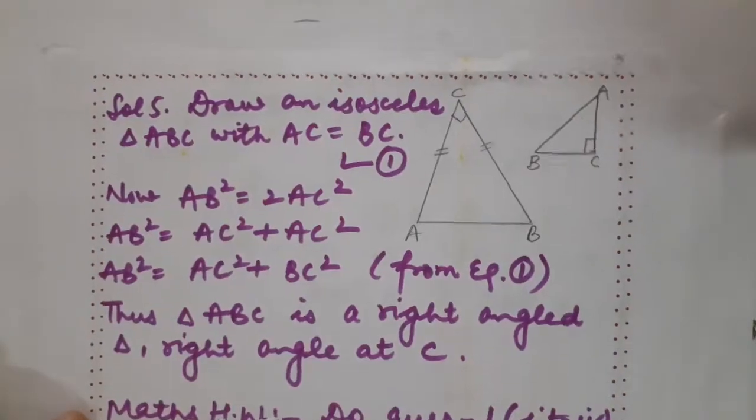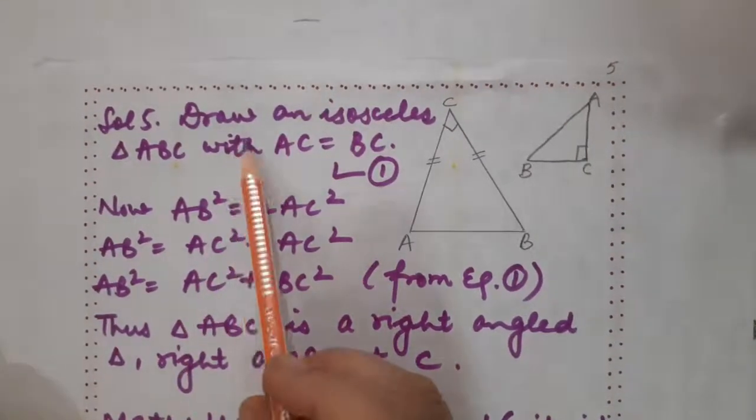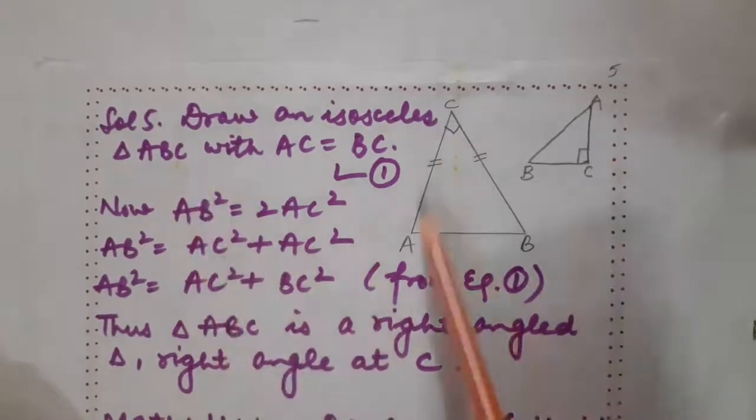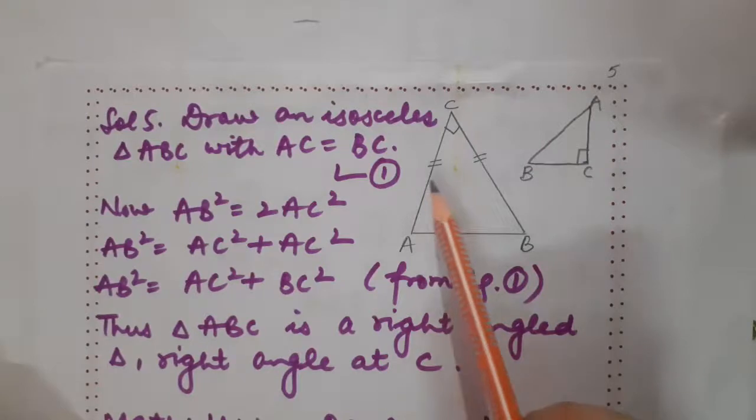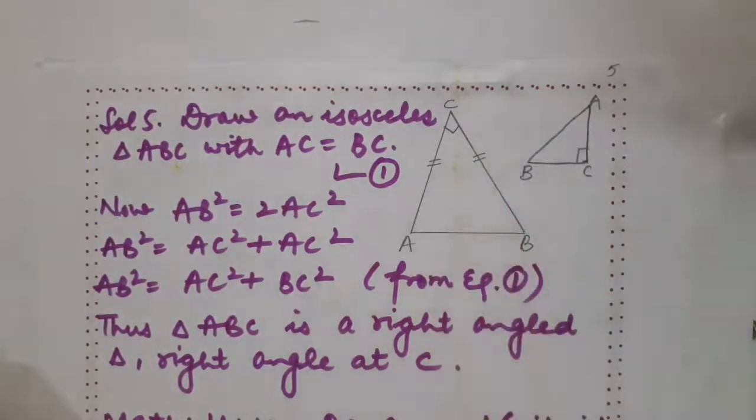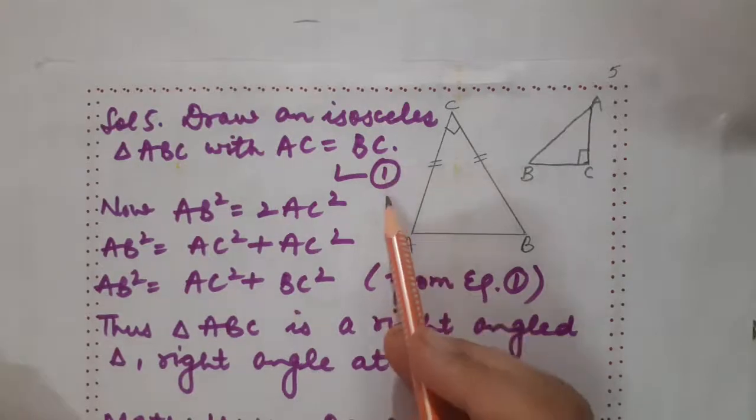So now just look at this solution. First of all, draw an isosceles triangle. Here I have drawn an isosceles triangle with AC equal to BC. Here AC is equal to BC side. So let us consider it as equation number 1.